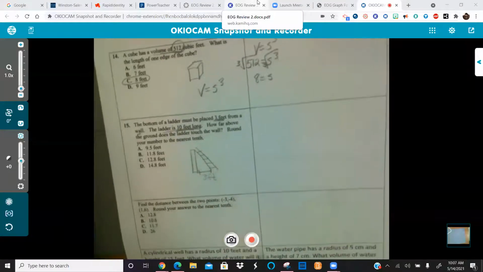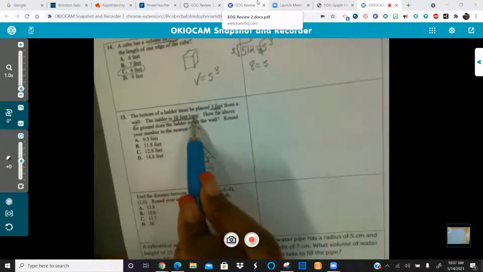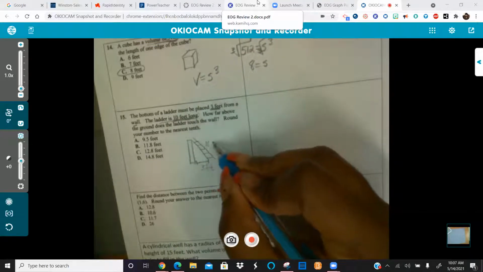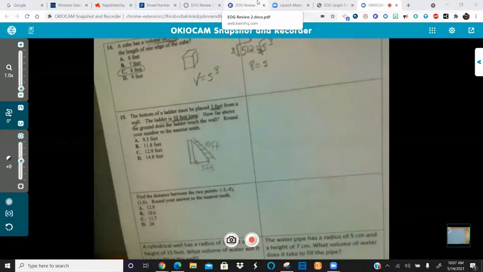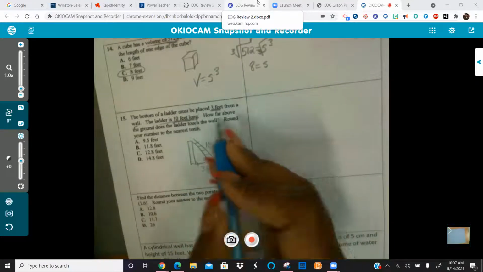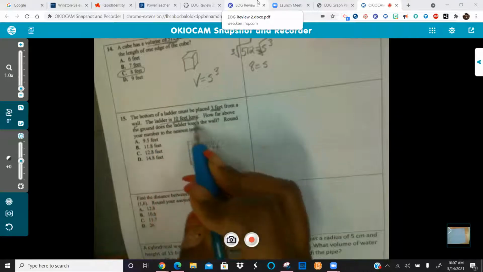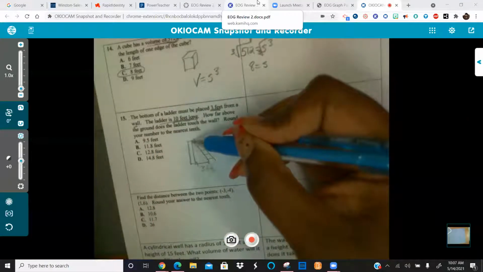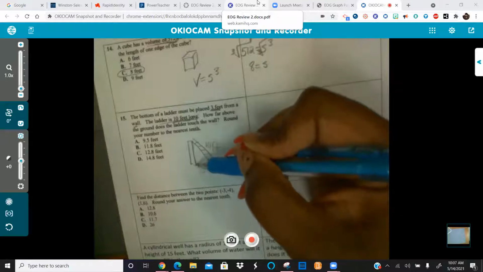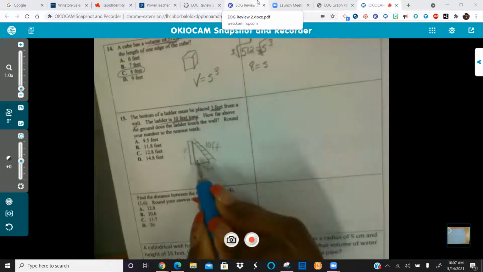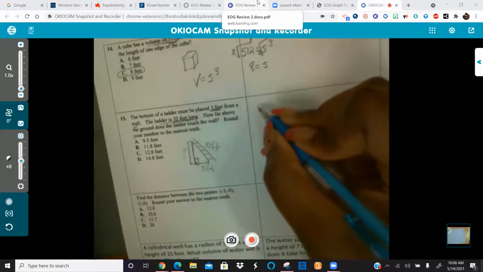Okay. Then it says the ladder is 10 feet long. So the length of this ladder is 10 feet. How far above the ground does the ladder touch the wall? So the ladder touches the wall here. So what's this length? Okay, so this is a right triangle, right? So we can use the Pythagorean theorem.